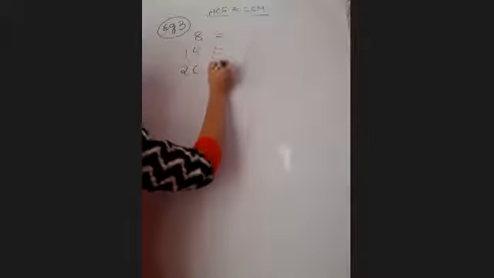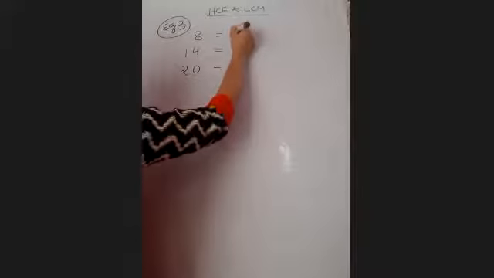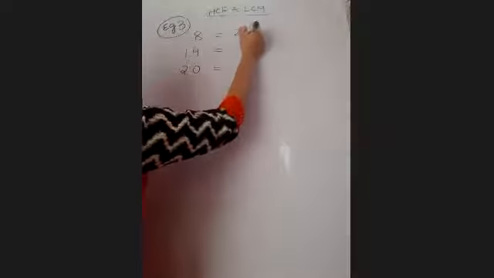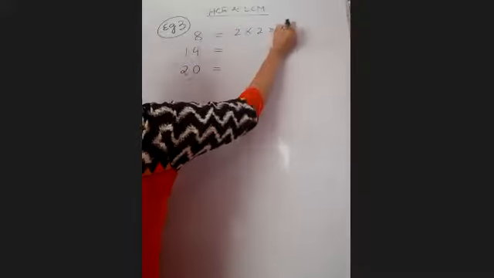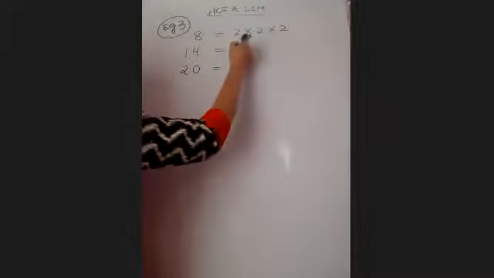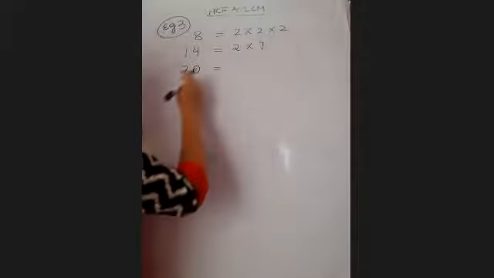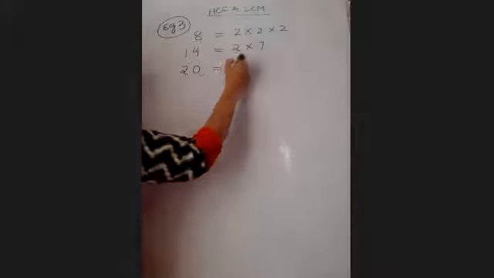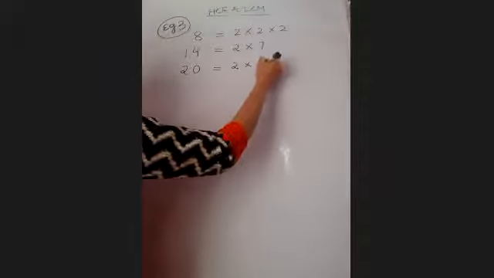What are the prime factors of 8? 2 into 2 into 2. What about 14? 2 into 7. And 20? 2 into 2 into 5.